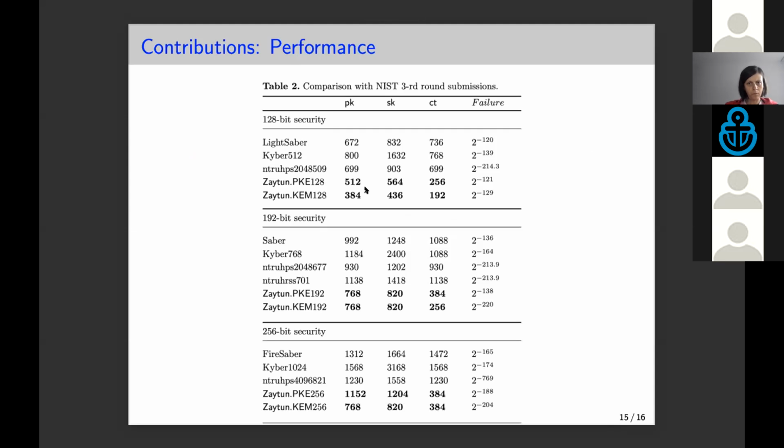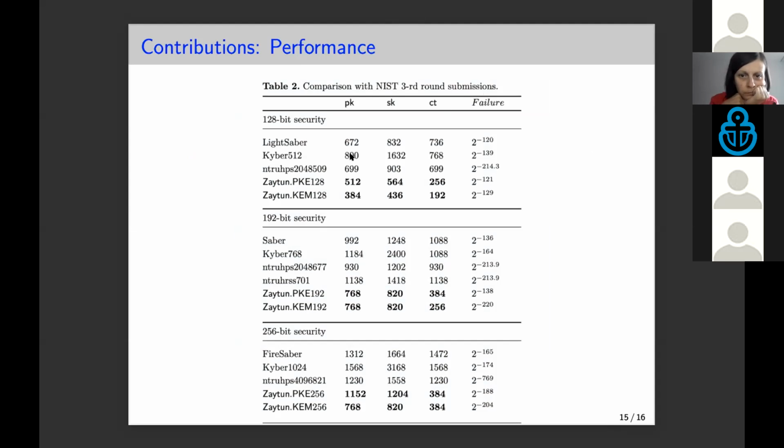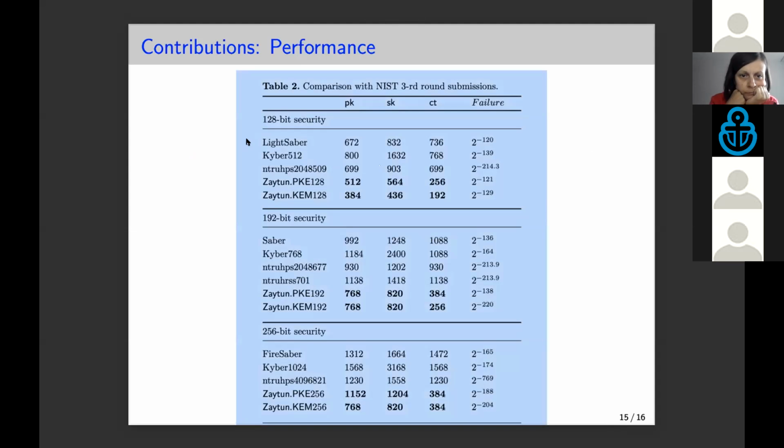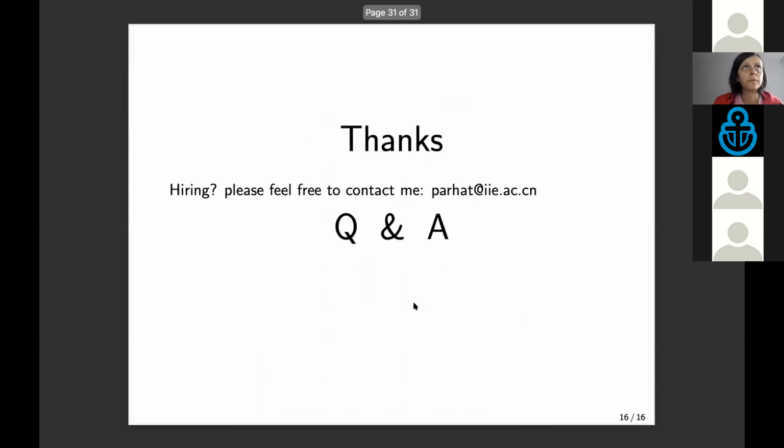And we compare our encryption with the NIST third round submissions. Our ciphertext is almost 256 bytes. Previous schemes have almost 800 bytes. So we can save a lot of space here. And that's all. Thank you.